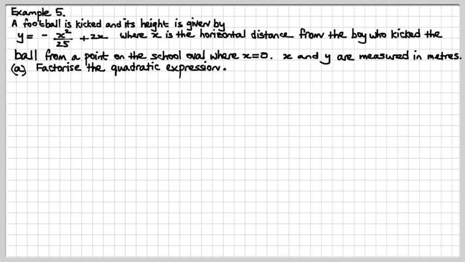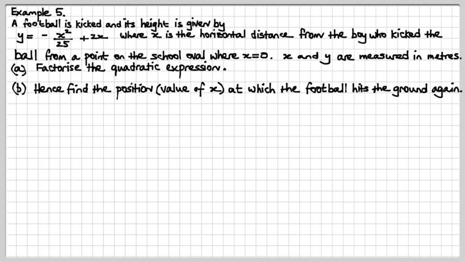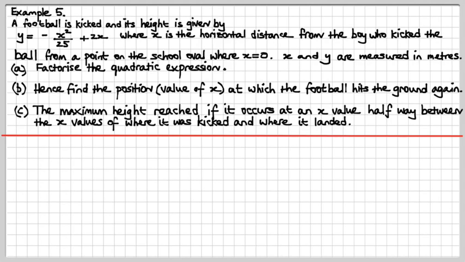Now factorise the quadratic expression, that's the first thing we have to do. Then hence find the position, that is the value of x at which the football hits the ground again after he kicks it, assuming that it started from the ground. And C, the maximum height reached if it occurs at an x value halfway between the x values of where it was kicked and where it landed. Well, let's do one at a time, guys.